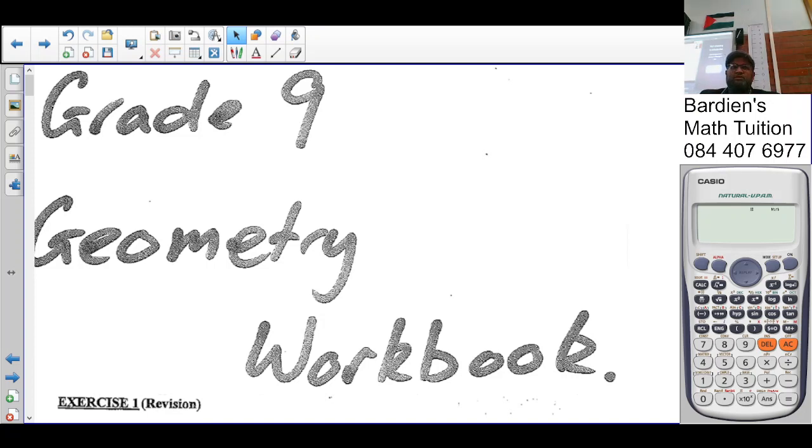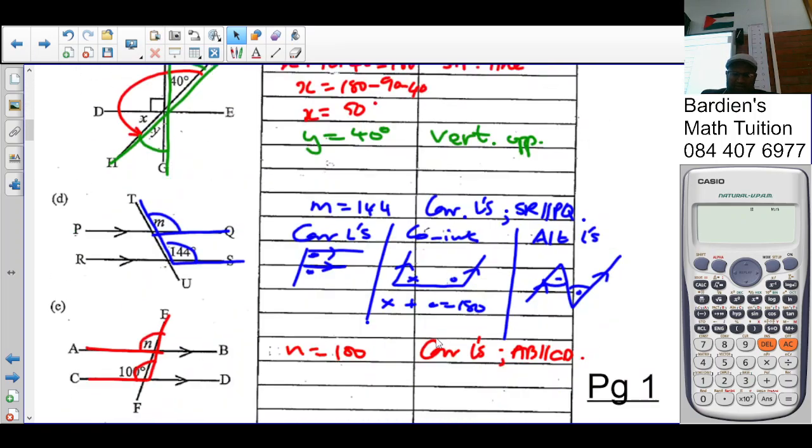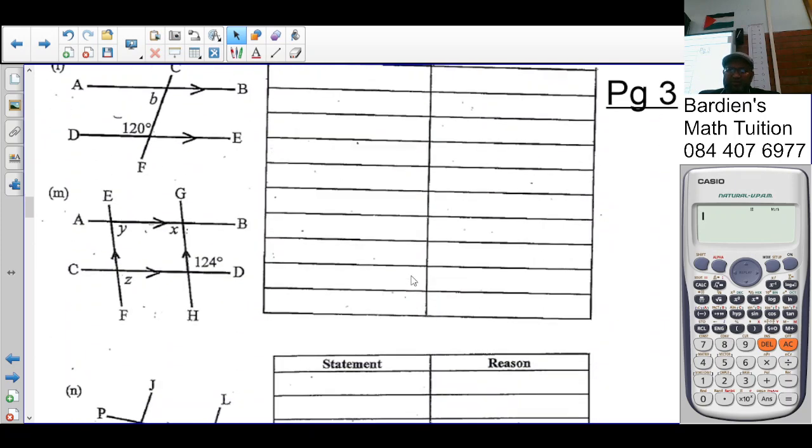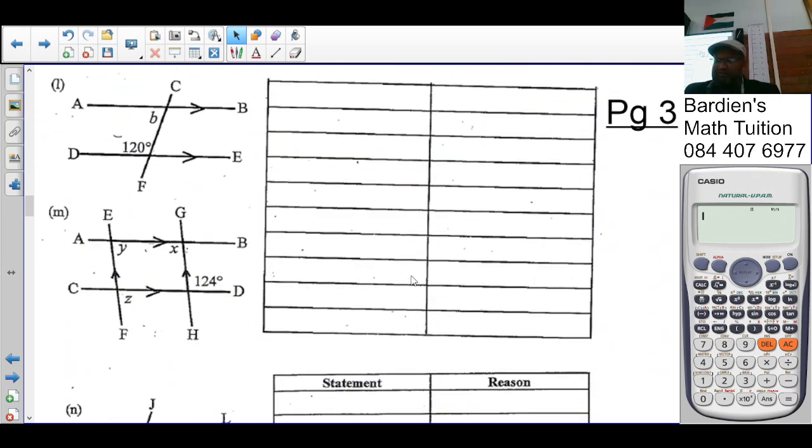Okay, good morning class. So this is our second lesson now on geometry. We are on page 3. Page 3 was for homework for today, not so? Right.